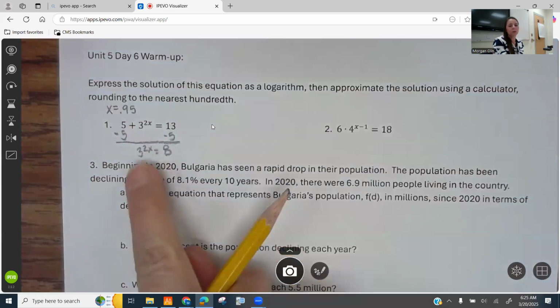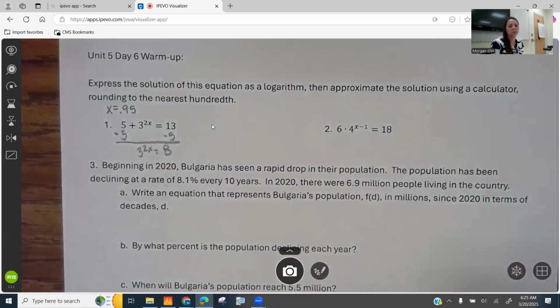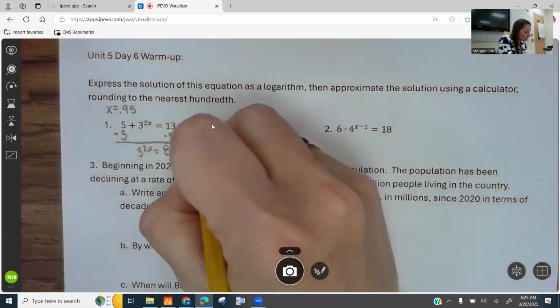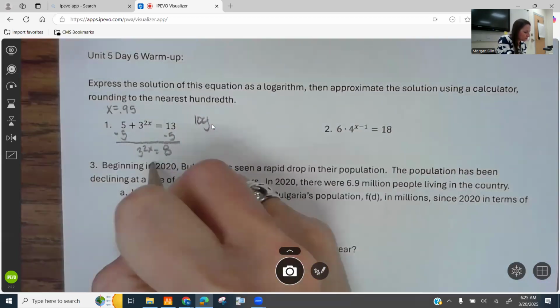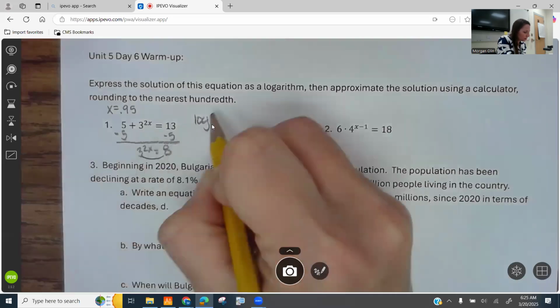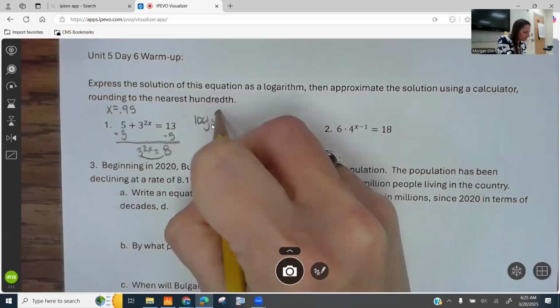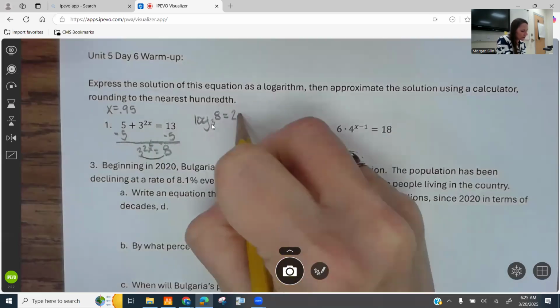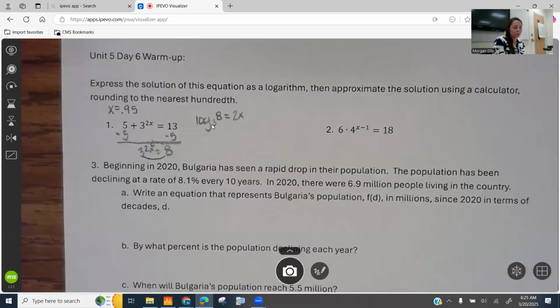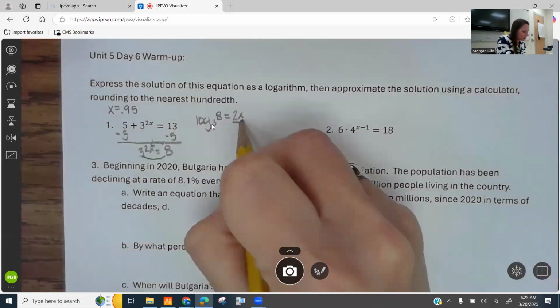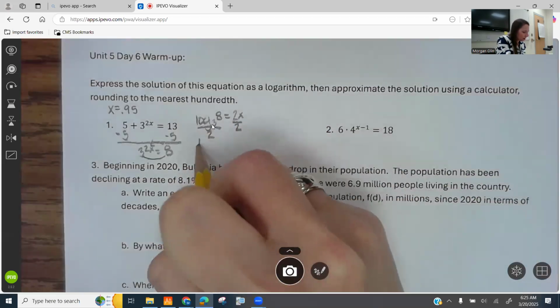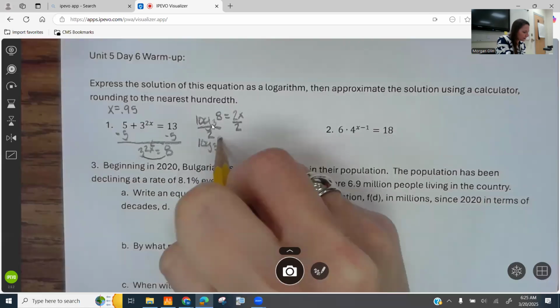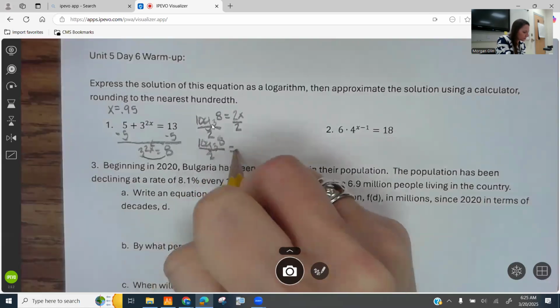Once you have this, if you could get them to be the same bases, you're welcome to. However, in this case, we cannot. So we got to write it as a log. Now, this is written correctly, so I don't have to turn it around. Log base 3 of 8 equals the exponent, which is 2x. All right, now we still don't have x by itself yet. We divide by 2. All right, so log base 3 of 8 divided by 2 equals x.